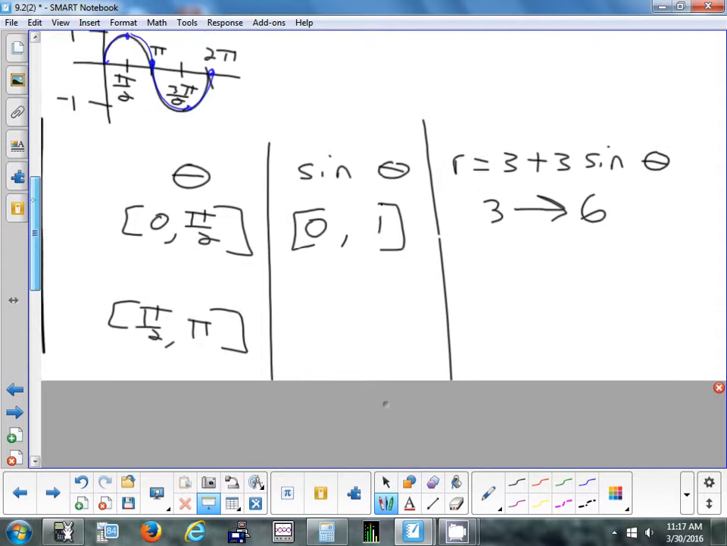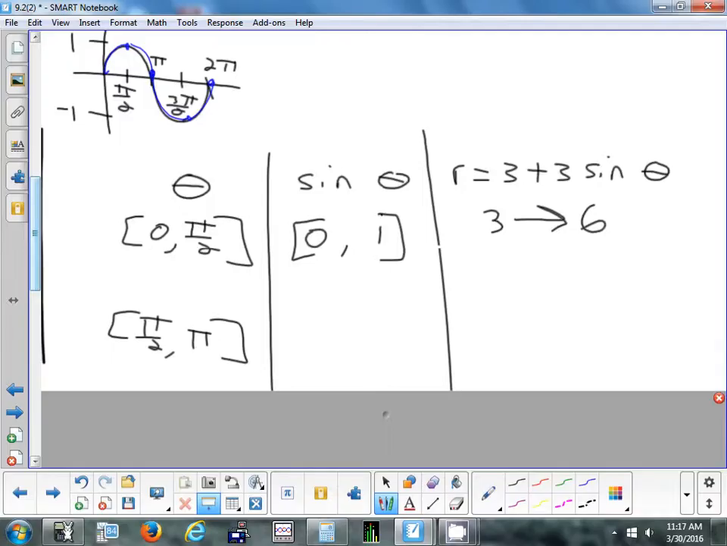Okay, what happens to the sine function from pi over 2 to pi? It goes from 1 to 0. Yep, it decreases from 1 to 0. So let's see what happens to my radius. What's 1 times 3? 3 plus 3? 6. And now sine is going to go all the way down to 0. So when sine hits 0, what's 0 times 3? 0. Plus 3? Okay, so in this section, my radius is decreasing from 6 back to 3. And you're going to see some symmetry here.